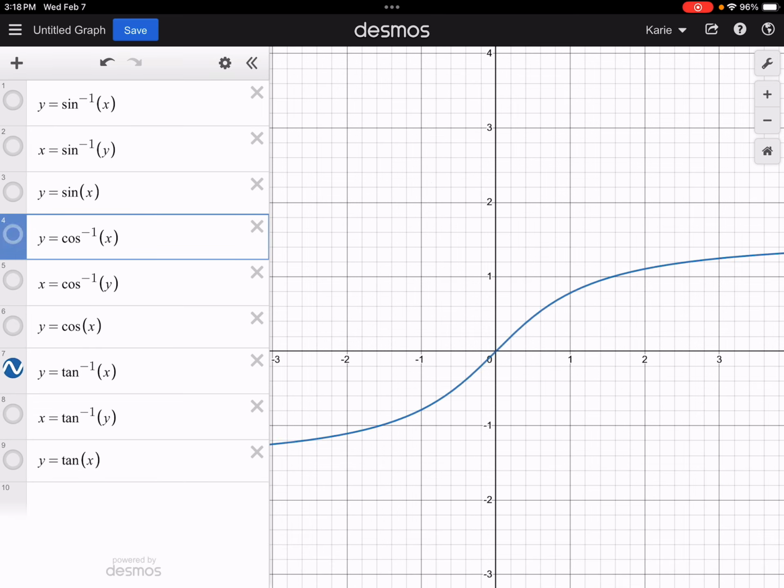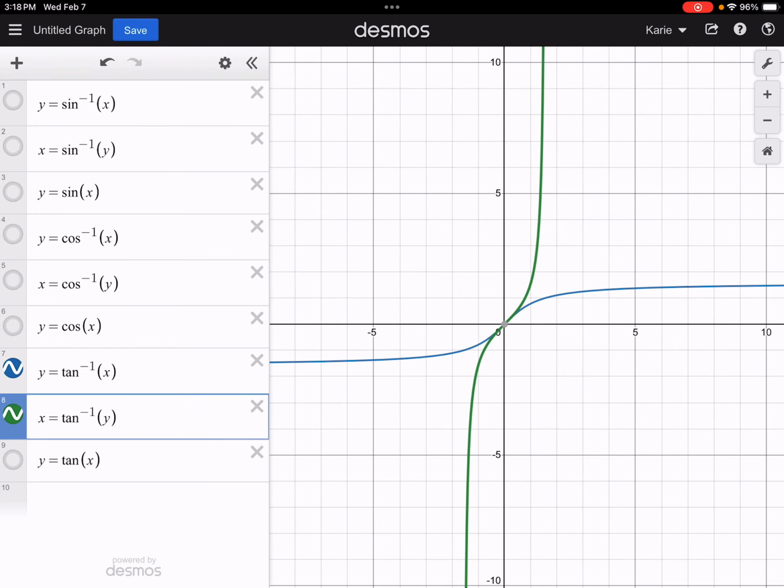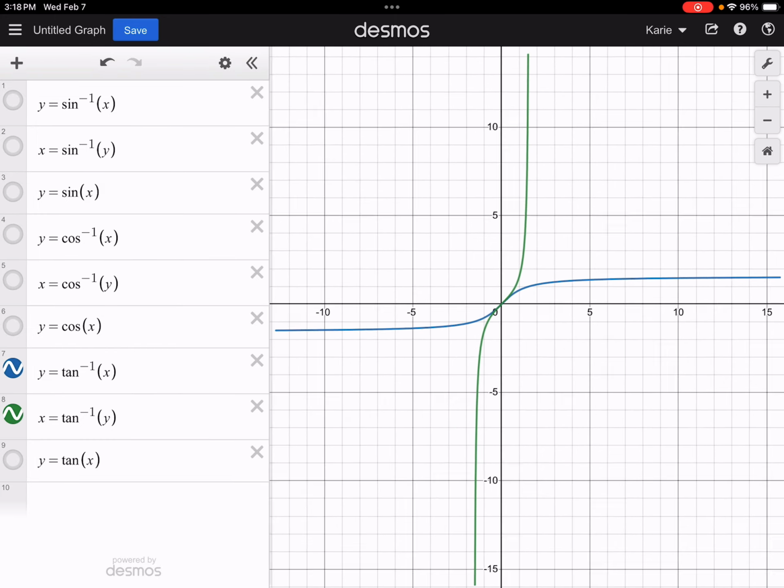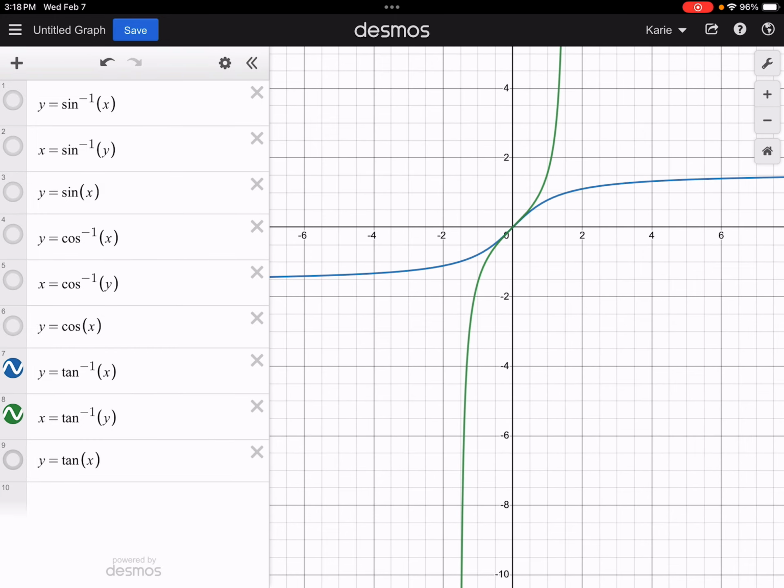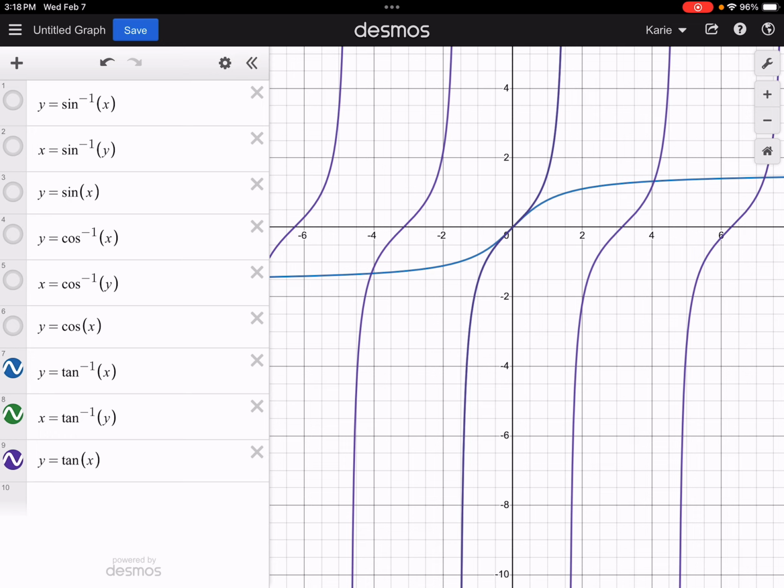With tangent, here's the inverse of tangent. It's just one piece living between two asymptotes. When I take the inverse of the inverse, I get just one piece of the tangent curve. But if I look at all of tangent, that piece was included, but there are infinitely many of these intervals.